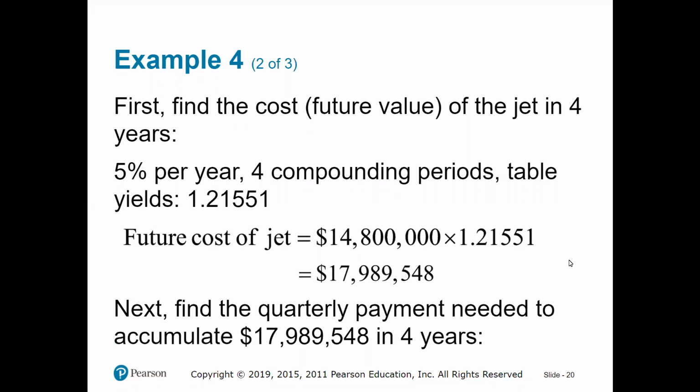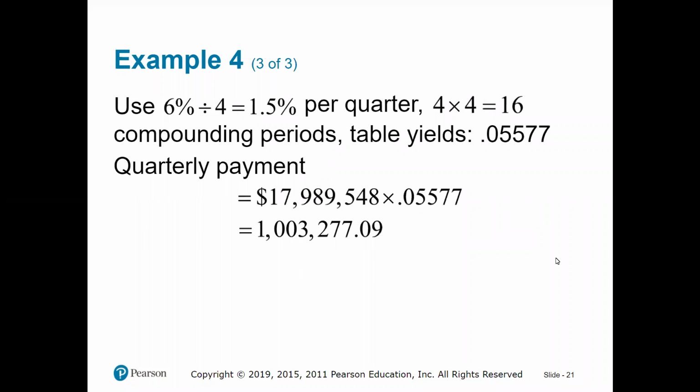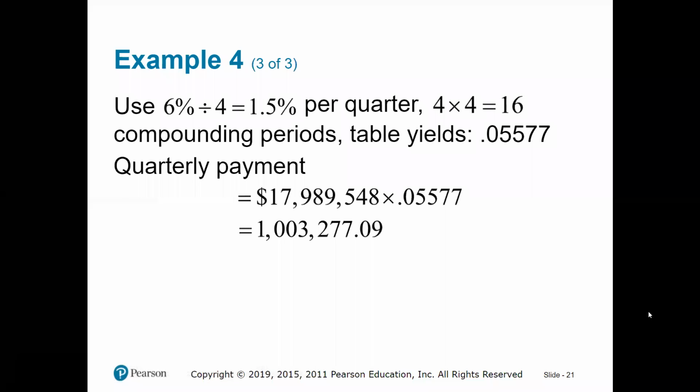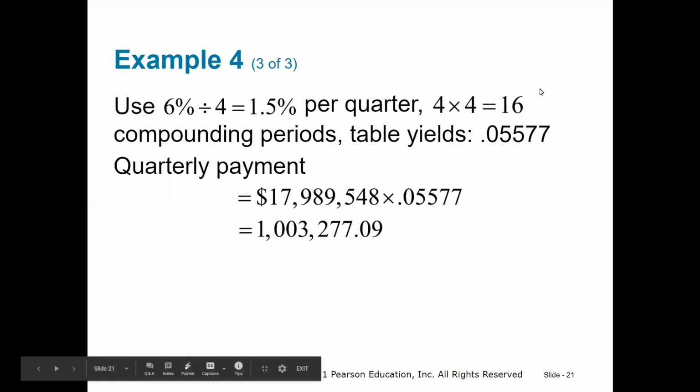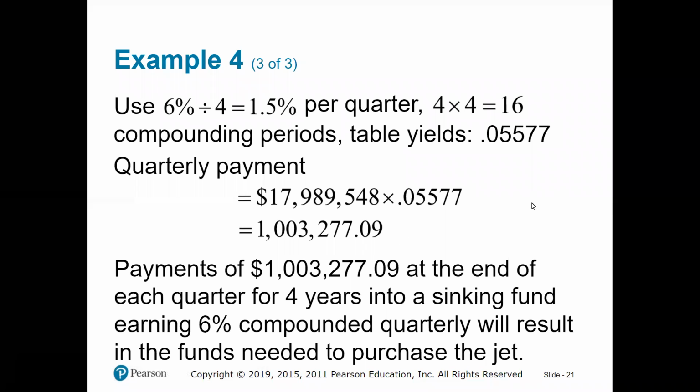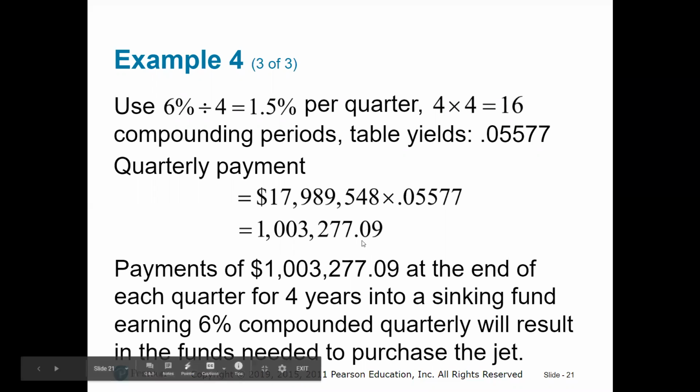Next, it says find the quarterly payment needed to accumulate that much in 4 years. So you're going to take 6% divided by 4, get you your 1.5% per quarter, and 4 times 4 will be your 16 compounding periods. So your table yields 0.05577. So your quarterly payments will be $1,003,277.09. Again, it must be nice to be a company and not a people.